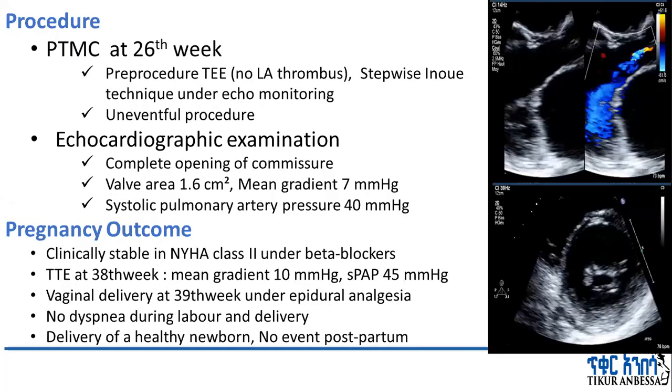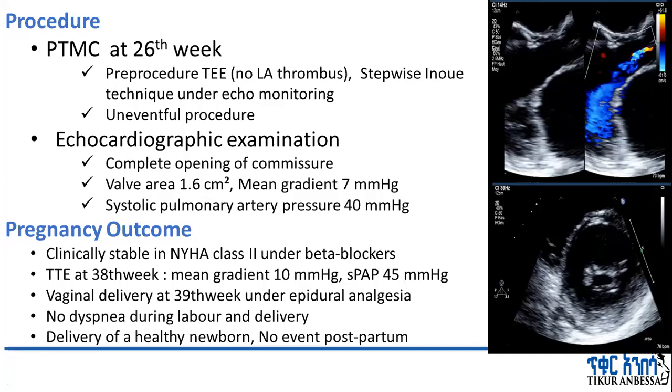So valvotomy was done for this patient at 26 weeks of pregnancy. TEE was done pre-procedure, no thrombus. With a stepwise Inoue balloon technique under echo monitoring, valvotomy was done. And as you see, both commissures have split, and there is no MR, and valve area has increased to 1.8, mean gradient has dropped from 20 to 7.